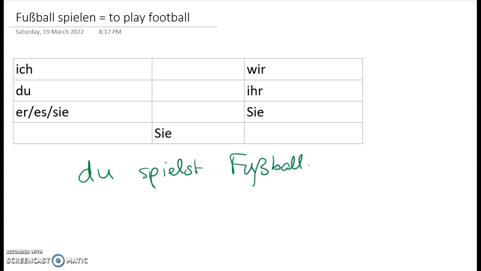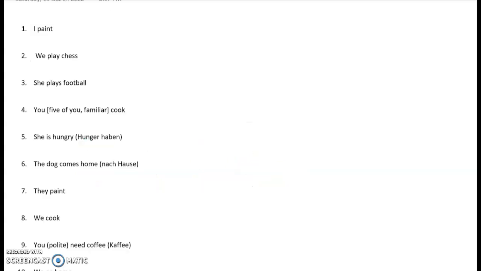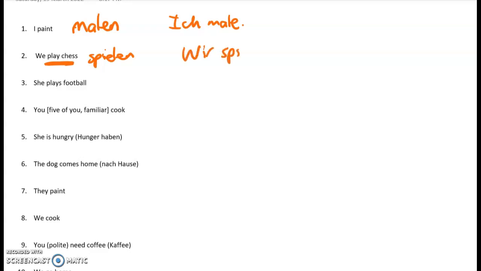Okay, so what I'm going to do now is put up the 10 phrases that I want you to try and pause the video and do them without looking. First thing I'm going to do with each one is write the infinitive, and then I'll write the phrase. So the infinitive for paint is malen. It will be ich male. The infinitive for playing chess is Schach spielen. Wir spielen Schach.